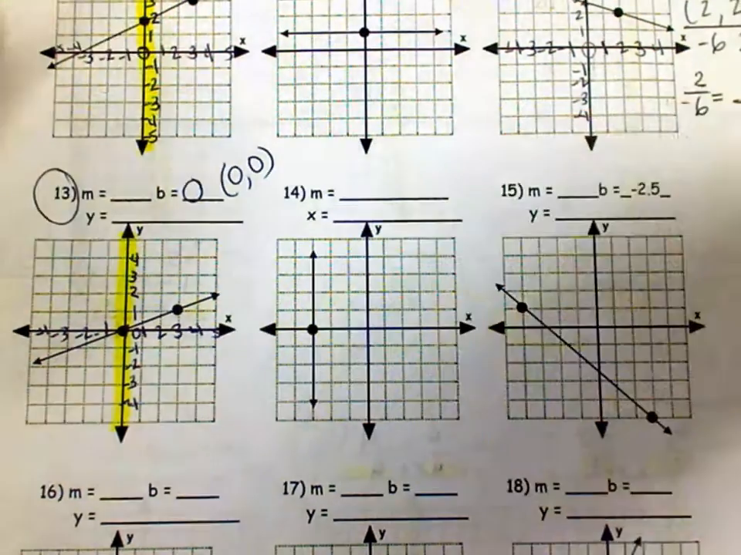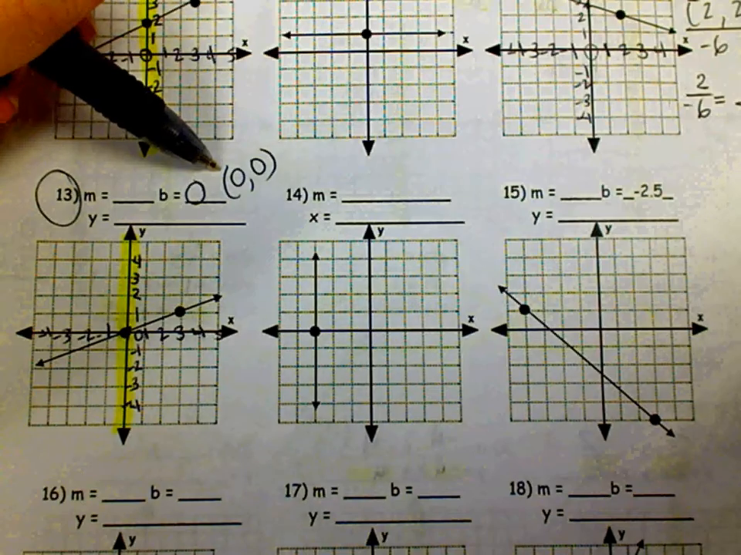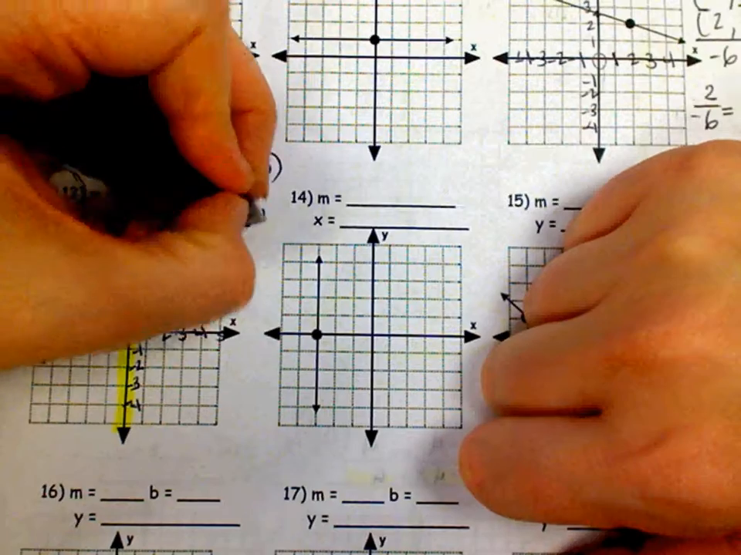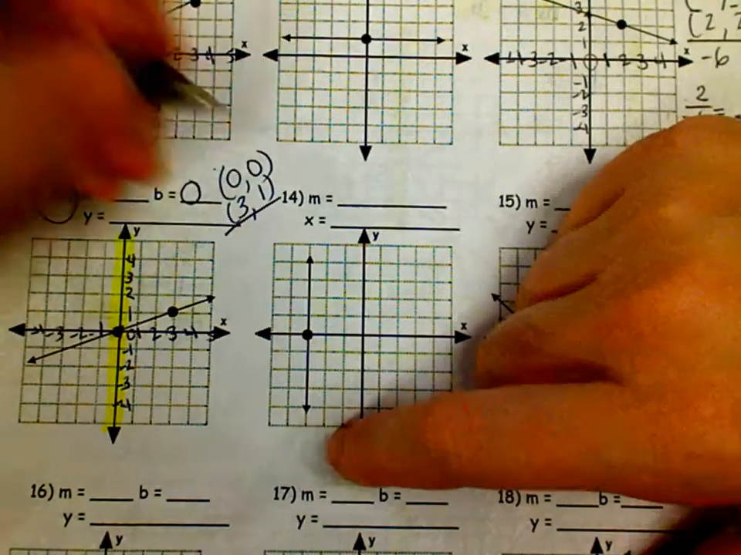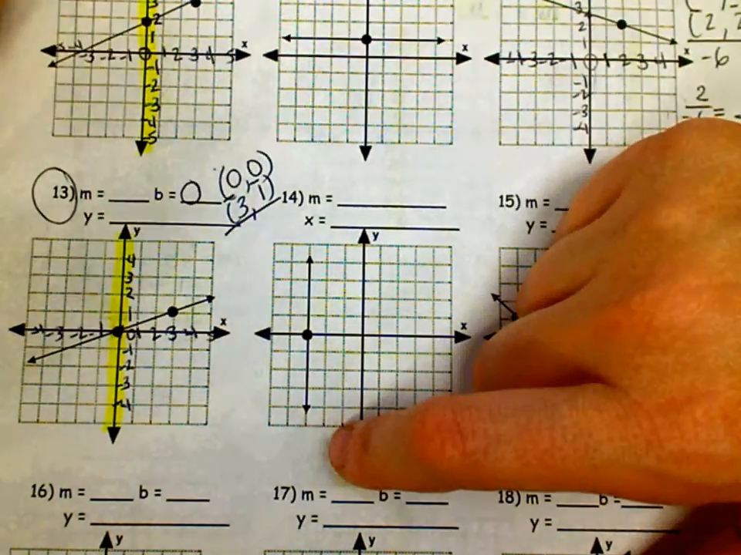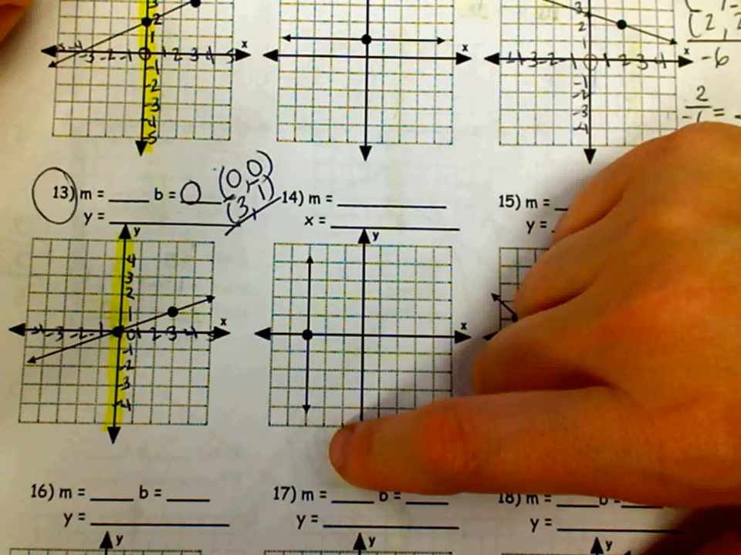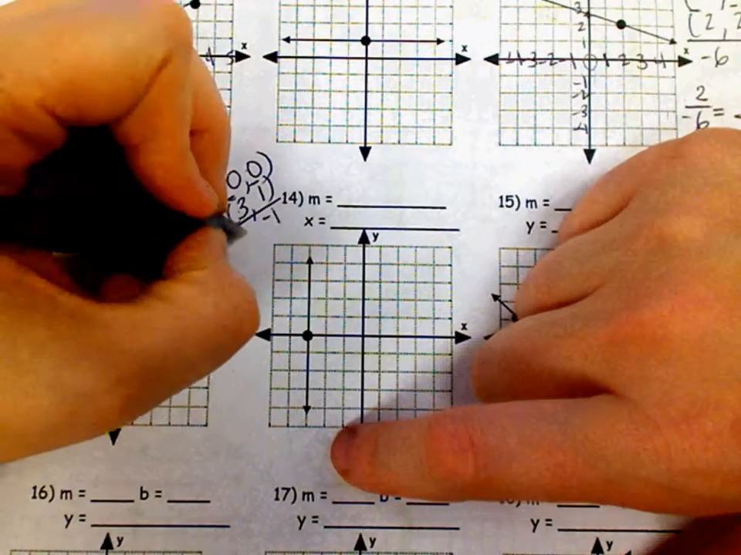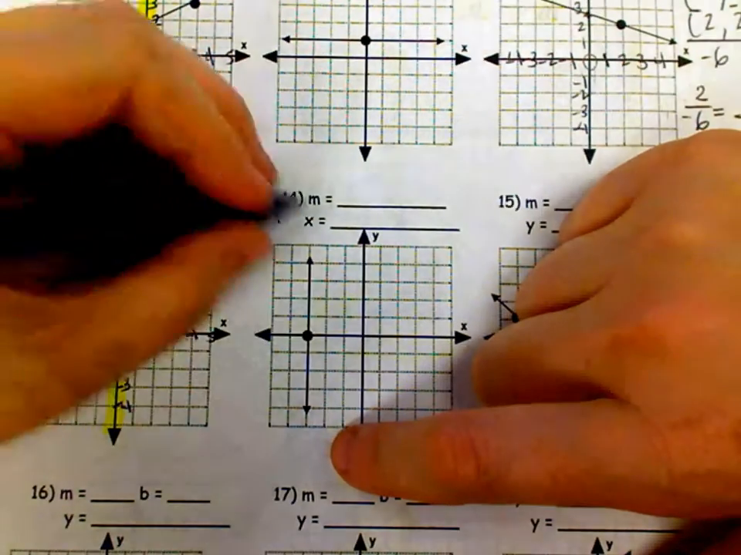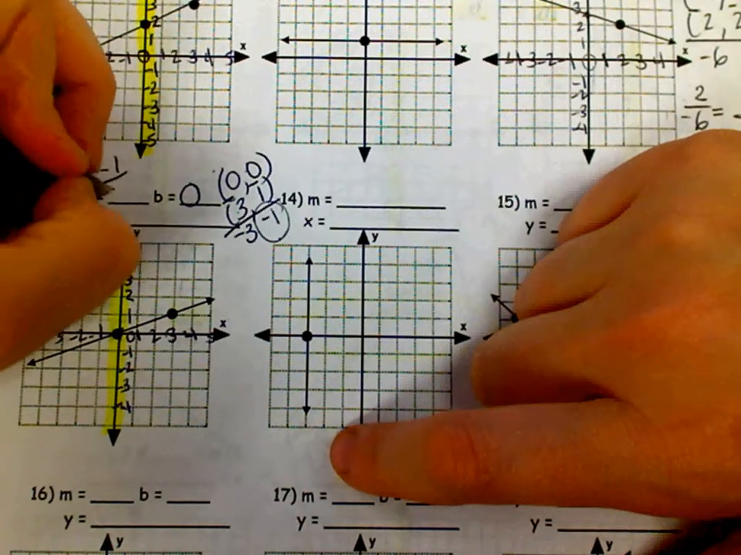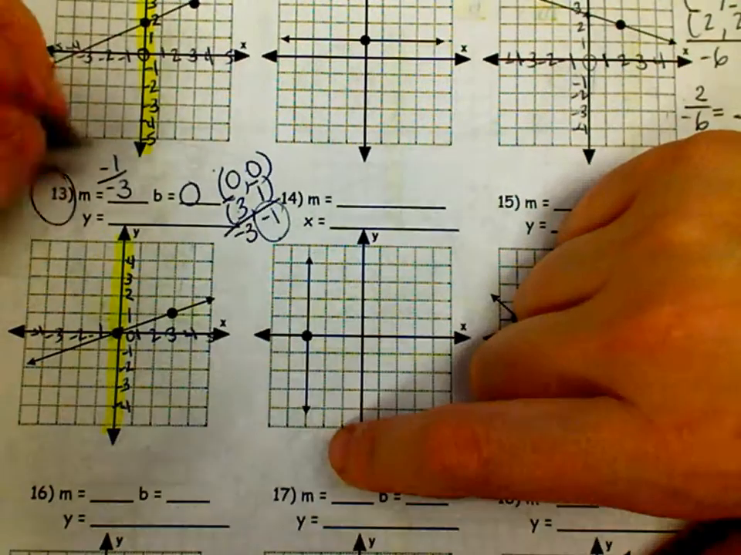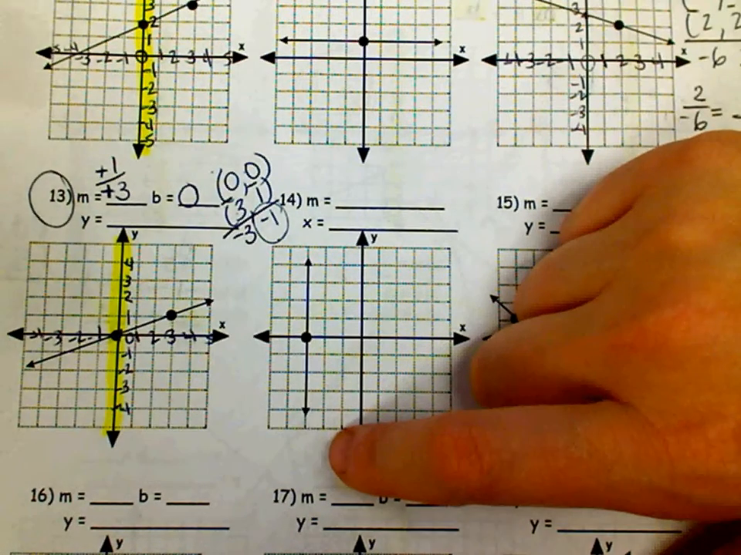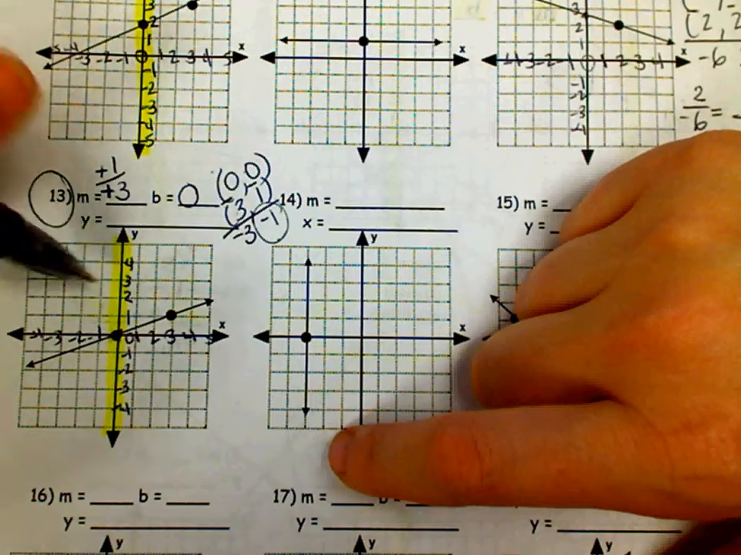And then we need to find the slope. So we have one point, the y-intercept, 0, 0, and then we have this point here, which is positive 3, positive 1. 3 and 1. Now let's subtract. 0 minus 1 is negative 1. 0 minus 3 is negative 3. Negative 1 over negative 3, positive and positive. So these are all 1/3.